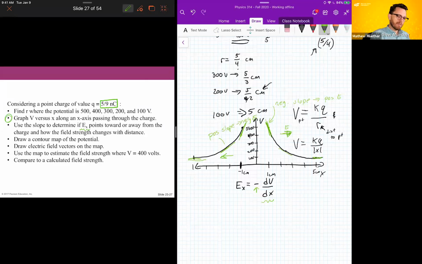I have the functional form, so I can just check. E, let's just do it in terms of r, is going to be minus d/dr of kq over r. If I do that derivative, I just get kq over r squared, which is exactly the functional form for the electric field that we had seen before.